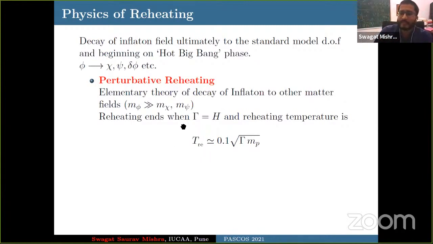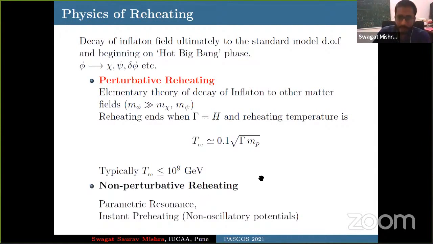The reheating temperature is typically of the order of 0.1 times the square root of the decay rate times the Planck mass. And this value at maximum would be around 10 to the power 9 to 10 to the power 10 GeV. If this reheating temperature is too high, then the decay rate is too high, which means the couplings are too high, which will change the potential. Because of that, in perturbative reheating, you have a decay rate which is usually smaller, so you have a longer period of reheating and usually a lower temperature of reheating. And of course, there is non-perturbative reheating, which I will probably talk about in a future work.